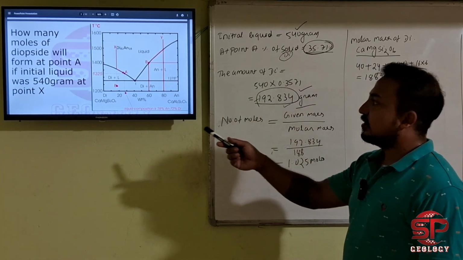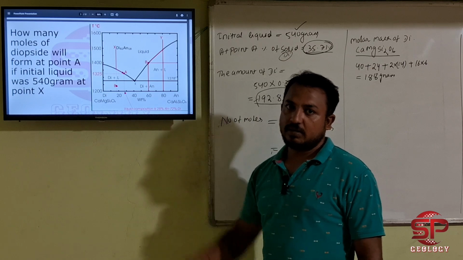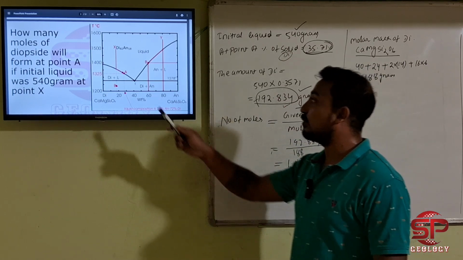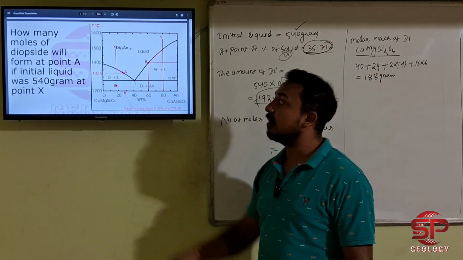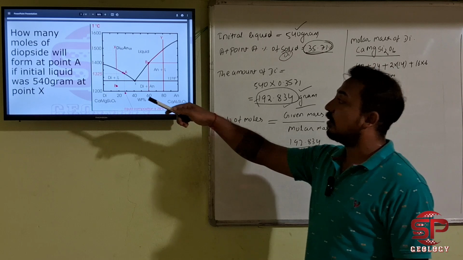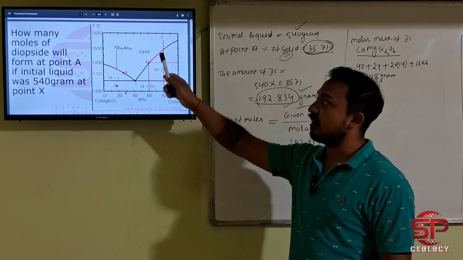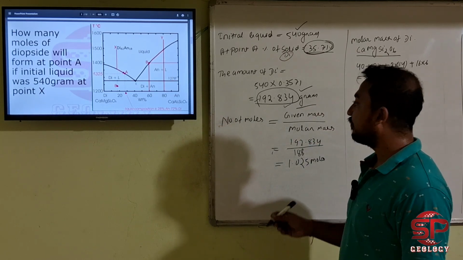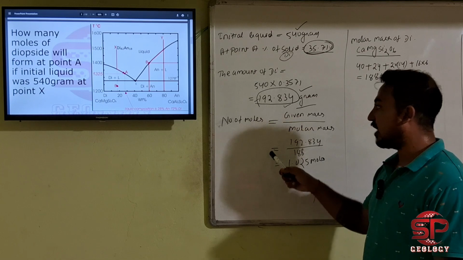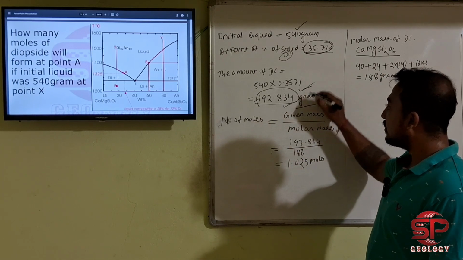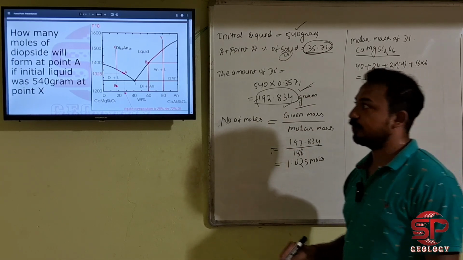So this is a simple question. First you have to calculate the gram of diopside that forms at A from the initial composition, from diopside 82 to anorthite 18, which was 540 gram. After calculating, you just have to convert this mass into number of moles.